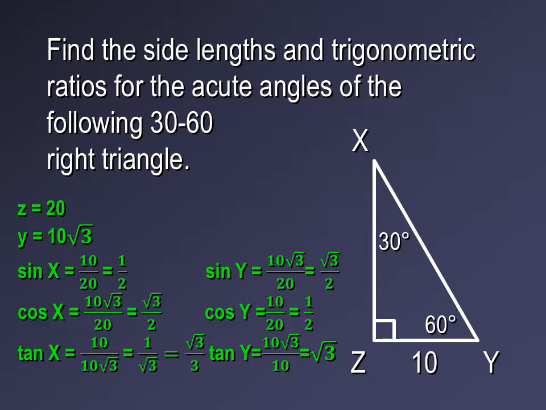So now we have seen our special triangles. And I want you to know it does not matter what you choose for x. Your trig ratios will always be the same. Always. Your sine of 30 degrees will always be 1/2. Your cosine of 30 degrees will always be the square root of 3 over 2. And your tangent of 30 degrees will always be the square root of 3 over 3. It does not matter what you pick for x. Your trig values will always be the same for your 30-60 triangle and also your 45-45 triangle.